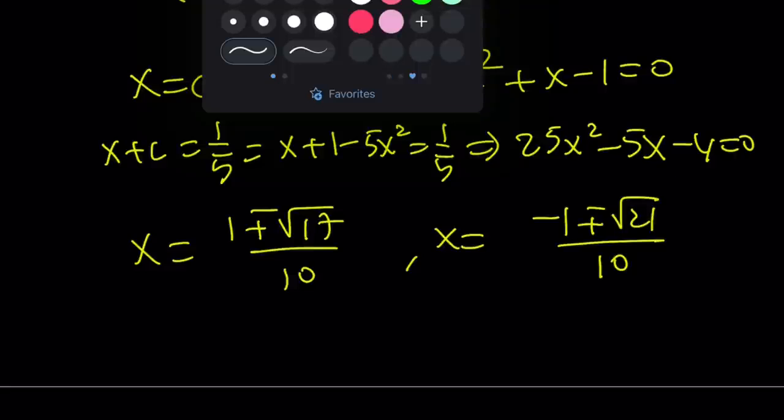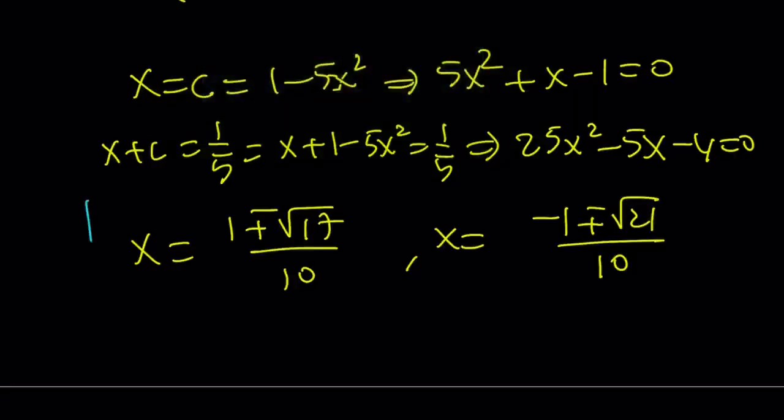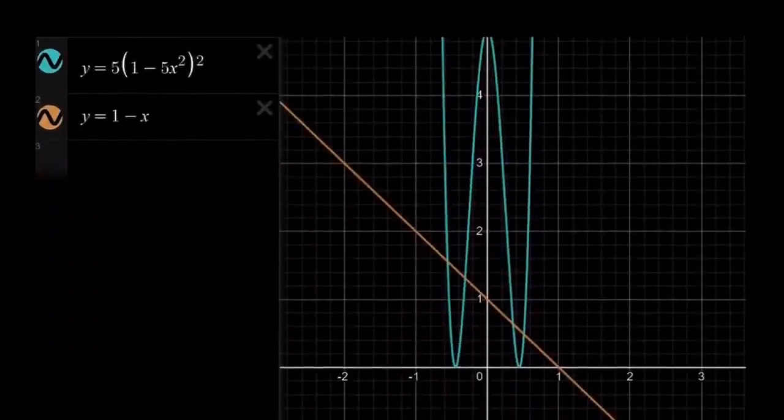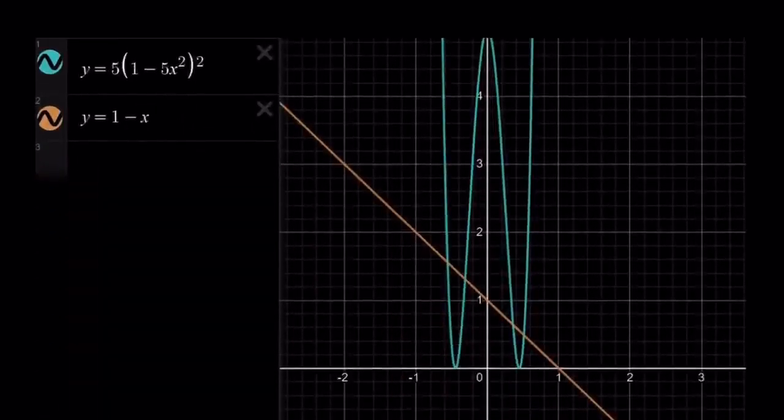Let's go ahead and take a look at the graph, and we'll finish up with that. Here you go. I graphed both of these functions for you, and you notice our quartic is pretty nice. It's symmetrical, right? Is that an even function? It is an even function. 1 minus x is a straight line, and there are 4 intersection points. And this brings us to the end of this video.